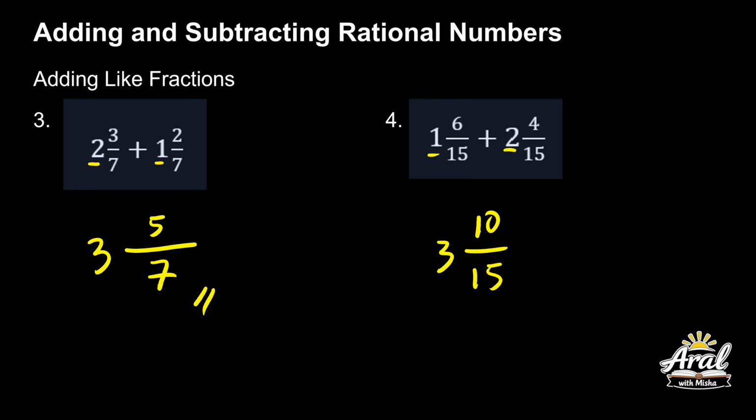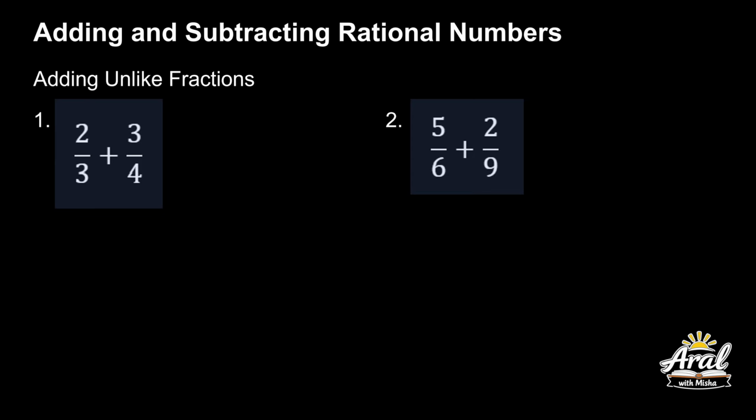Okay, but the thing is, this is not the simplest form, 10 over 15. You could further simplify it. So 3, and you divide this by 5. So that's actually 2. And this is 3. So 3 and 2/3. So this is your final answer, 3 and 2/3. Okay?